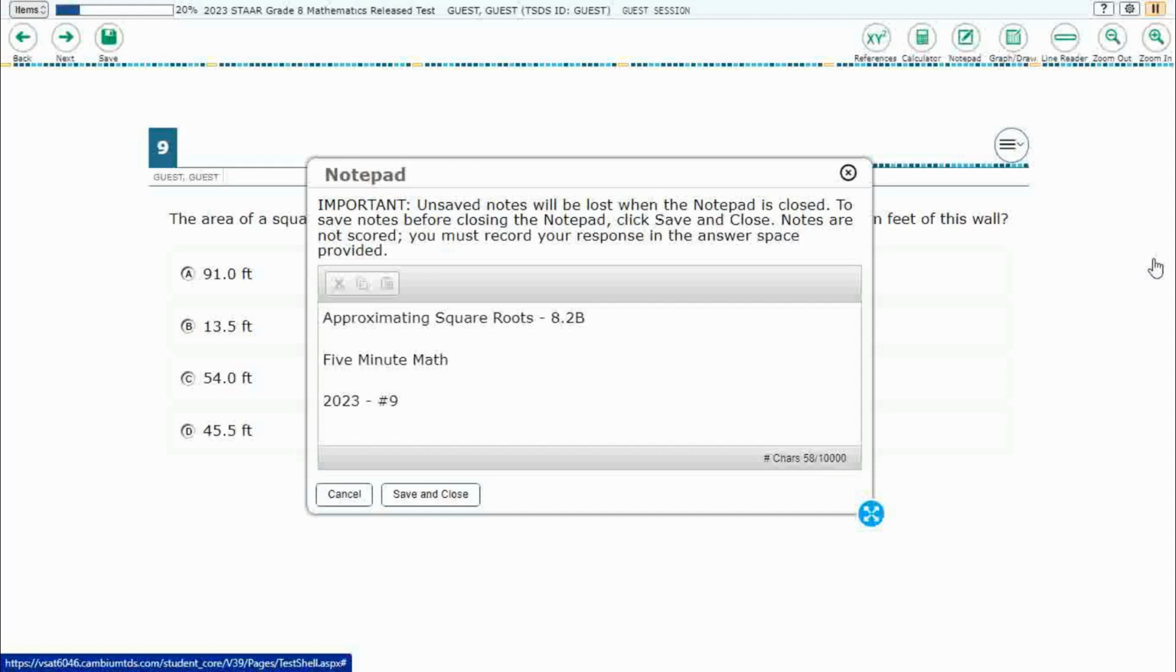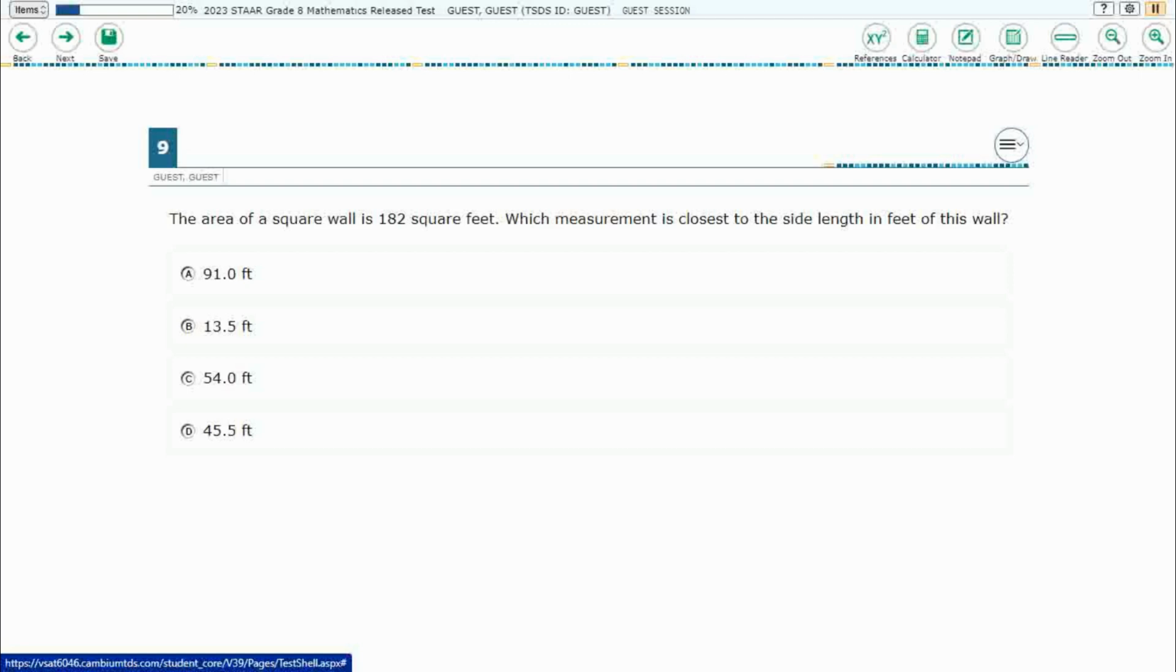Today we are looking at the 8th grade concept of approximating square roots. This is standard 8.2b in the great state of Texas, and we are using item number 9 of the 2023 released STAAR test. If you haven't done so already, please go ahead and take a moment to pause the video, work this problem out on your own, unpause it, and we will look at our answers together.